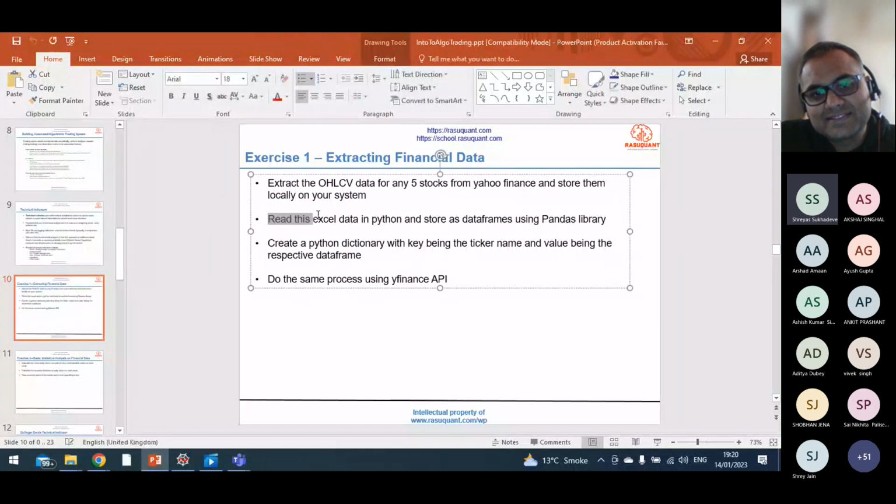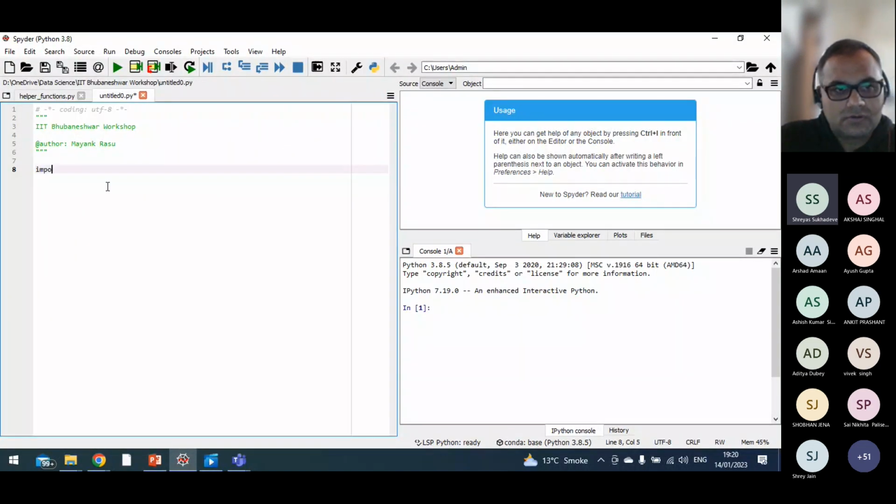Now you have to read this Excel data in Python and store it as a data frame using the pandas library. I hope all of you know how pandas works. So first of all, import the package called os. This helps you interact with your operating system. Assuming you're using Windows, I think you can use it for any operating system. I will use this to tell Python where these files are located. All right, and then import pandas.